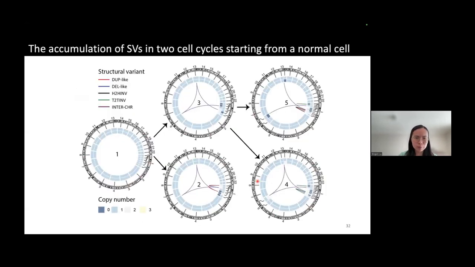This is an example showing the accumulation of SVs from a normal cell using our model. You can see the introduction of structural variants and the change of copy numbers on chromosome 1 with 5 double-strand breaks per cell cycle.